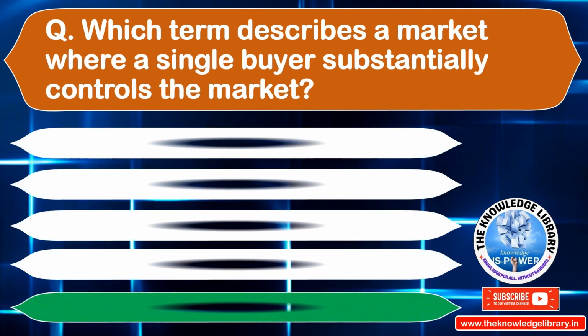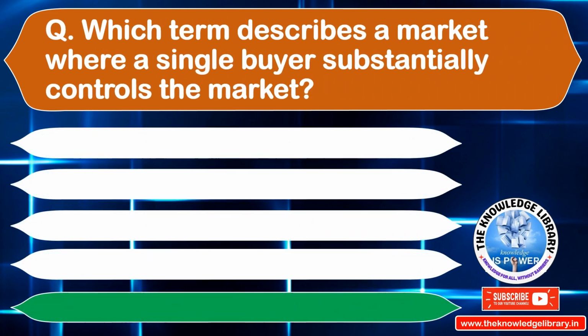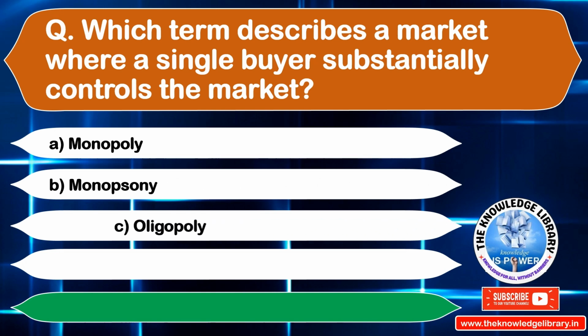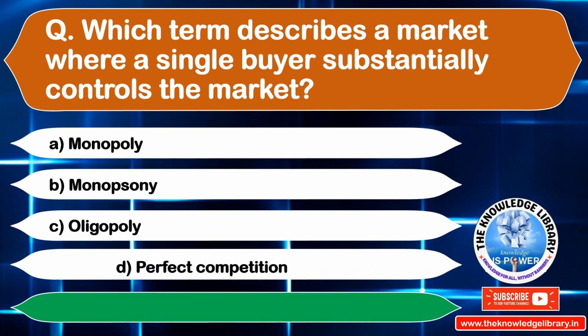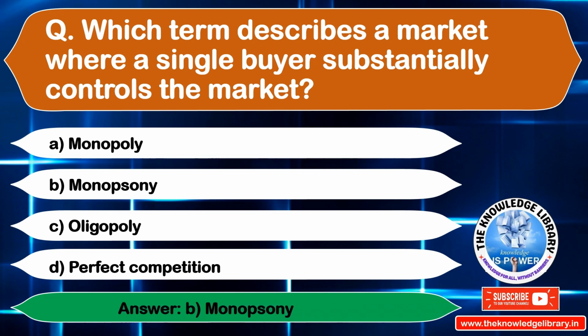Which term describes a market where a single buyer substantially controls the market? Option A, monopoly. Option B, monopsony. Option C, oligopoly. Option D, perfect competition. The correct answer is option B, monopsony. Move to the next question.